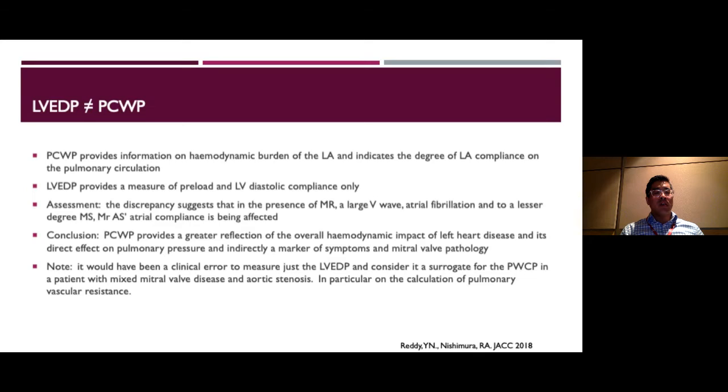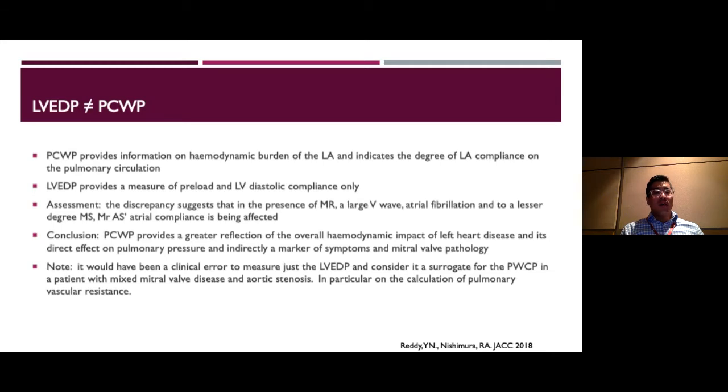The way that we assessed this is that this discrepancy suggests that in the presence of MR, large V wave, atrial fibrillation, and to a lesser degree mitral stenosis, atrial compliance is being affected. We concluded that the pulmonary capillary wedge pressure provides a greater reflection of the overall hemodynamic impact of left heart disease and its direct effect on the pulmonary pressures, and indirectly a marker of its symptoms and mitral valve pathology.